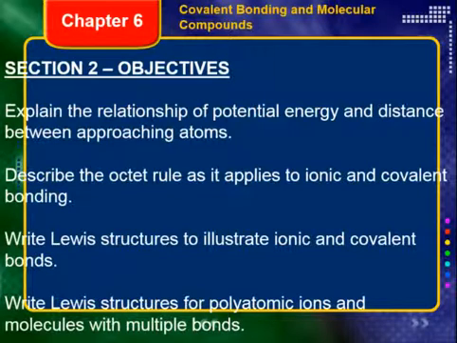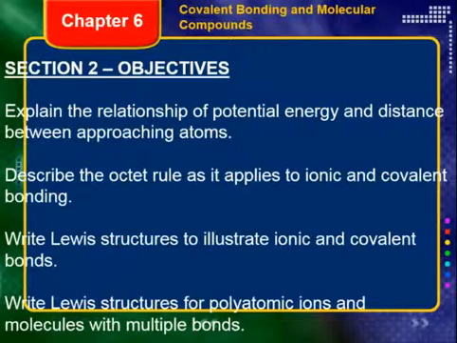All right, chemistry. This is part two of your three-part lecture for chapter 6, sections 1 and 2. In section 2, we're going to be doing a few different things. We're going to explain the relationship between potential energy and the distance between approaching atoms, the atoms that are going to potentially form a bond. I want you to be able to describe the octet rule as it applies to ionic and covalent bonding.